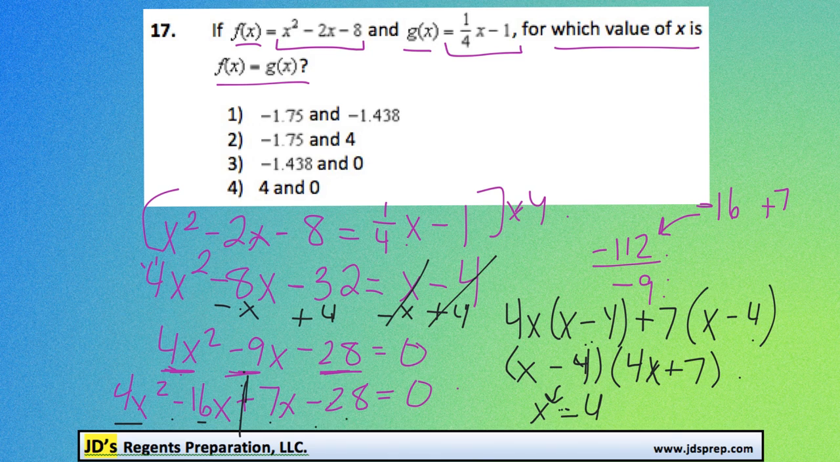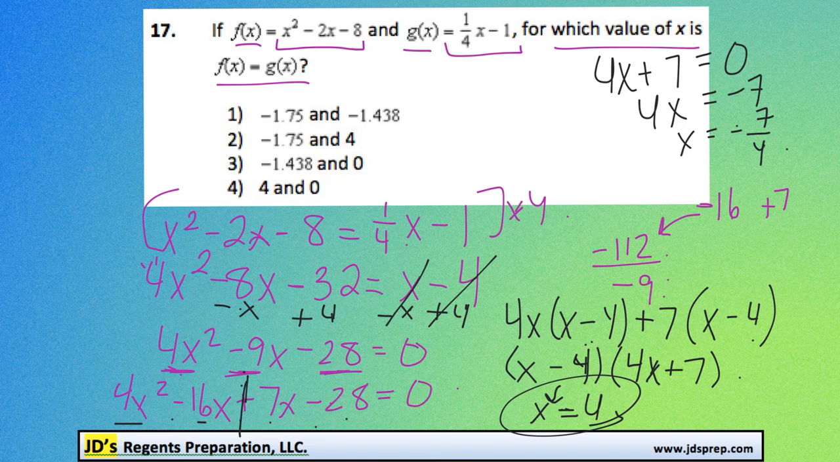So, a pretty lengthy process, but now that we have that factored, we can see that the roots of the equation are x equals 4, or, well, here we'd have to set 4x plus 7 equal to 0, which means that 4x equals negative 7, and x would be negative 7 over 4, which is negative 1.75. So x equals 4 and negative 1.75, that is option number 2.